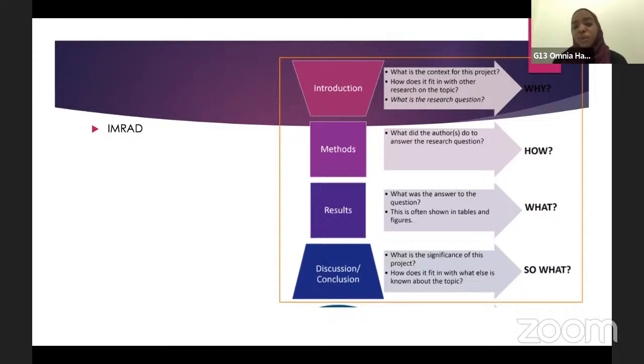Okay, and this will answer the why question. The methods will answer the how. What did the authors do to answer the research question? The results: what was the answer to the question? And this is often shown in tables and figures. This is the what. And the so what is the discussion. What is the significance of this project? How does it fit with what else is known about the topic? And in the discussion, you need to decide whether this article is making sense to you or not. I will go into details on each of these items.